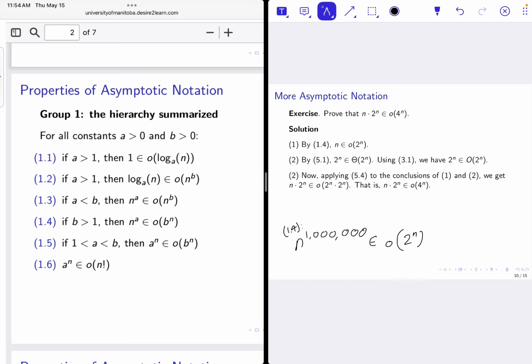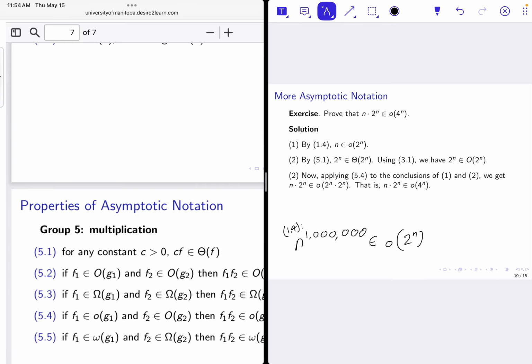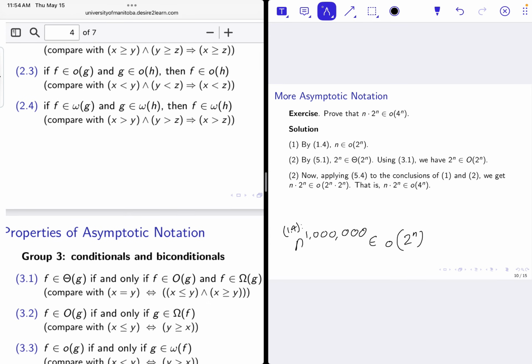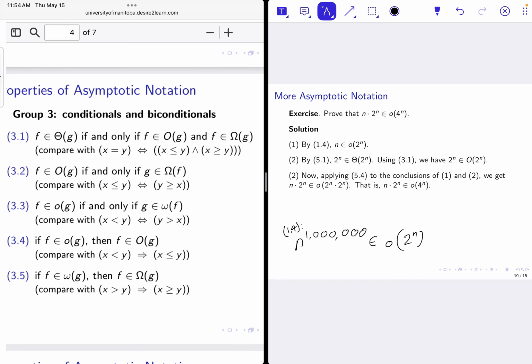So then by 5.1, 2 to the n is in big theta of itself. That's just that constant multiple thing again, but with the multiple in question being 1. And then, since big theta is equivalent to both big O and big omega being true at the same time, we can say from the fact that 2 to the n is in big theta of itself, that 2 to the n is in big O of itself.